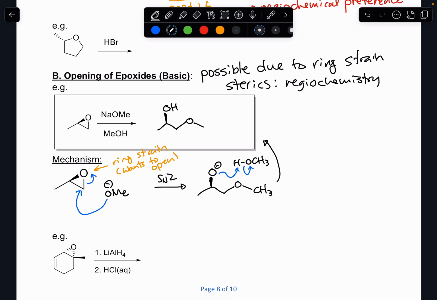Okay. The take-home message here is it's driven by angle strain. And it needs to also be driven by a very strong nucleophile, like alkoxide.